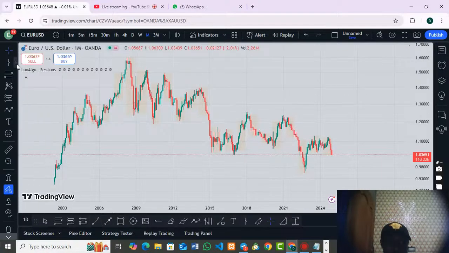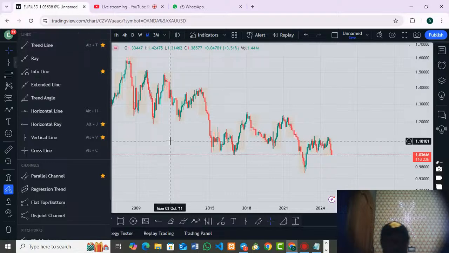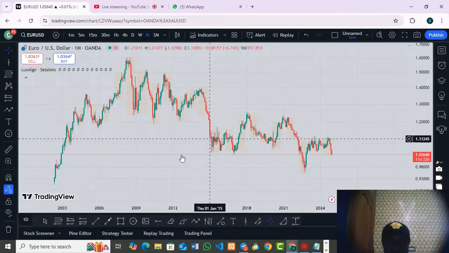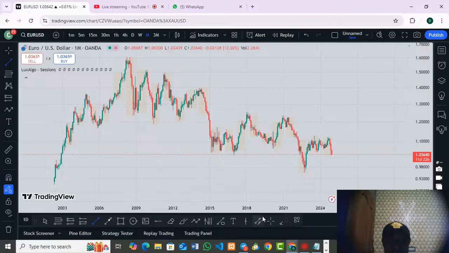When you come to this area, you will see the trend line over here. You can click on the star, and it is going to be added to your favorite tools. So if you want to draw a trend line, looking at Euro USD from the monthly time frame, we are having this serious downtrend over here.